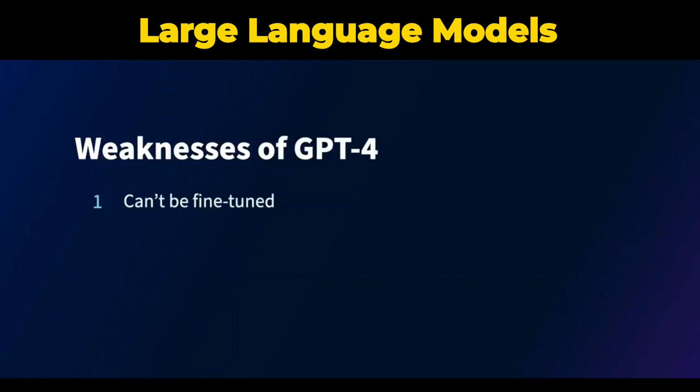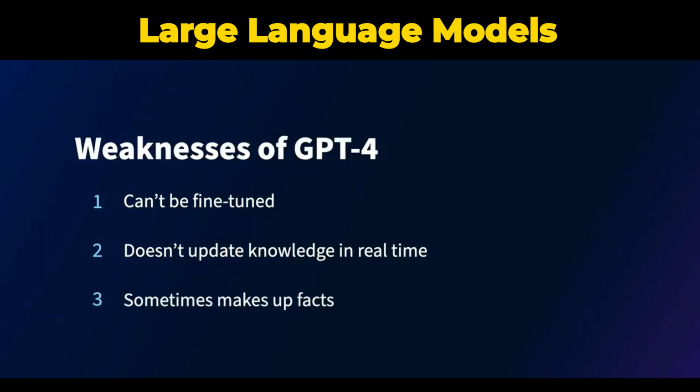Firstly, you can't fine tune the GPT-4 models, and GPT-4 doesn't update its knowledge in real time. It was trained with data up to September of 2021, so it has no knowledge of anything that has happened since. And finally, sometimes it makes up facts.